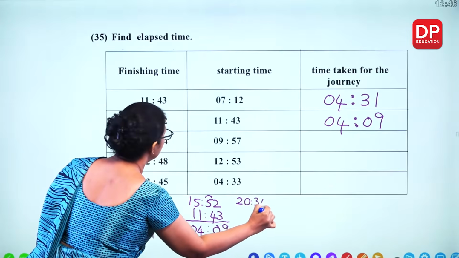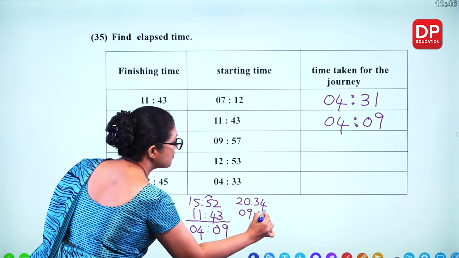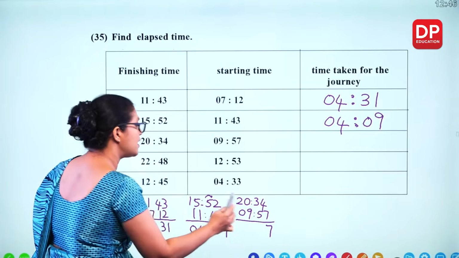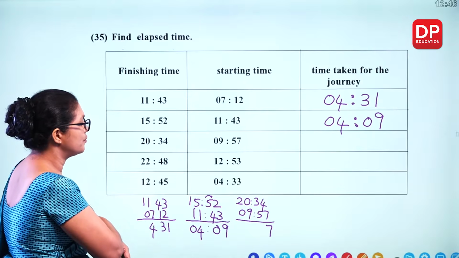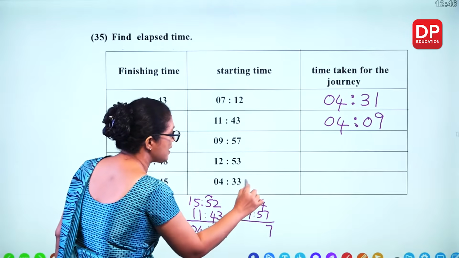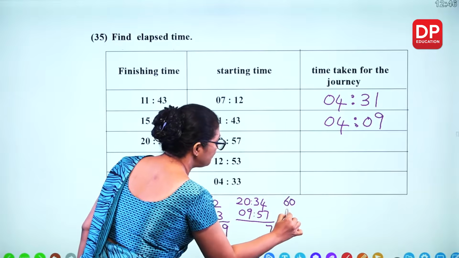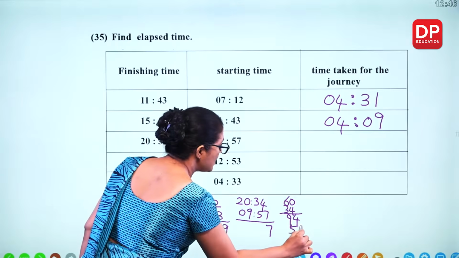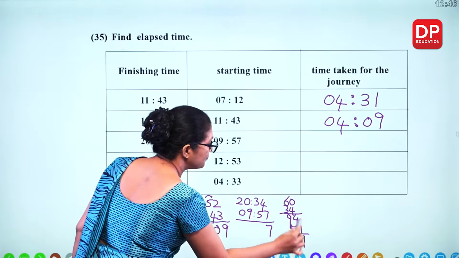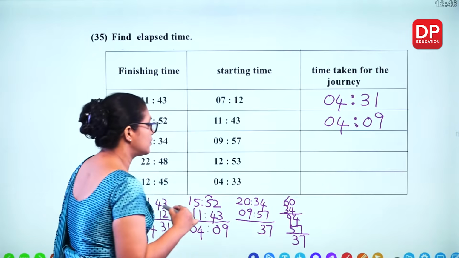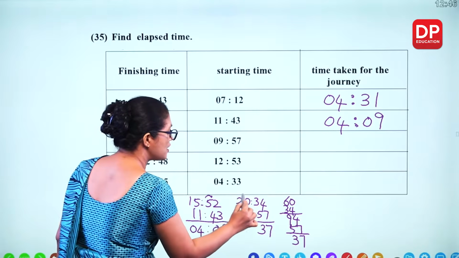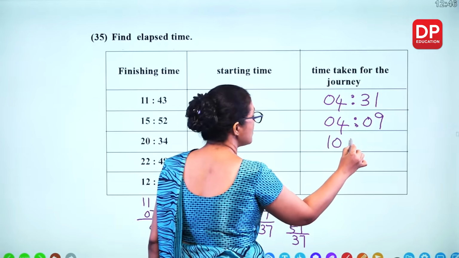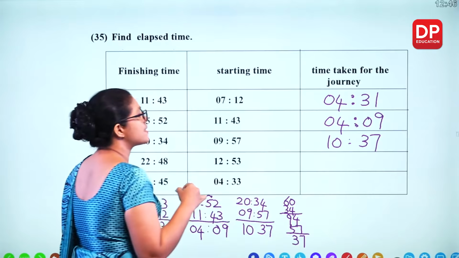20:34 and 9:57. Subtract. 7 here. So here you can't subtract. So what you do? You can take 1 from that. That means 60. 60 plus 34, 94. 94 minus 57. 37 there. So 37. Now we took 1. So this becomes 19. 19 minus 9, that's 10. 10 hours and 37 minutes.